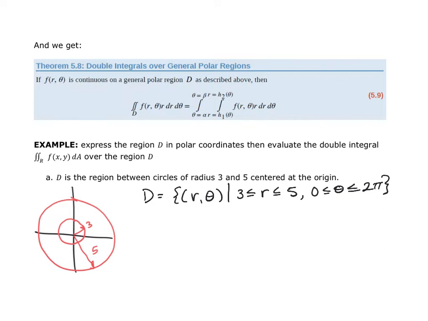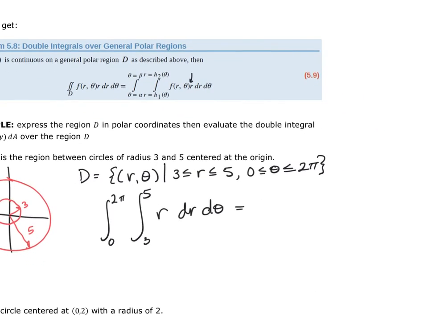So I'm asked to integrate from, and I usually do the theta first because my r is typically in terms of theta. So by default, I will go from 0 to 2 pi, and then I'm going to integrate from 3 to 5 of r, because all of these have this r, dr d theta.